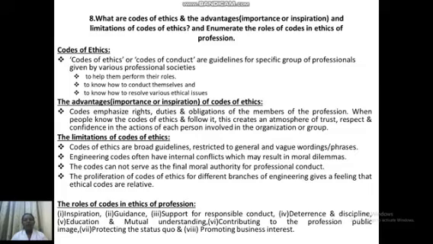The roles of codes in the ethics of a profession: they are inspiration, guidance, support for responsible conduct, deterrence and discipline, education and mutual understanding, contributing to the profession's public image, protecting the status quo, and promoting business interest.